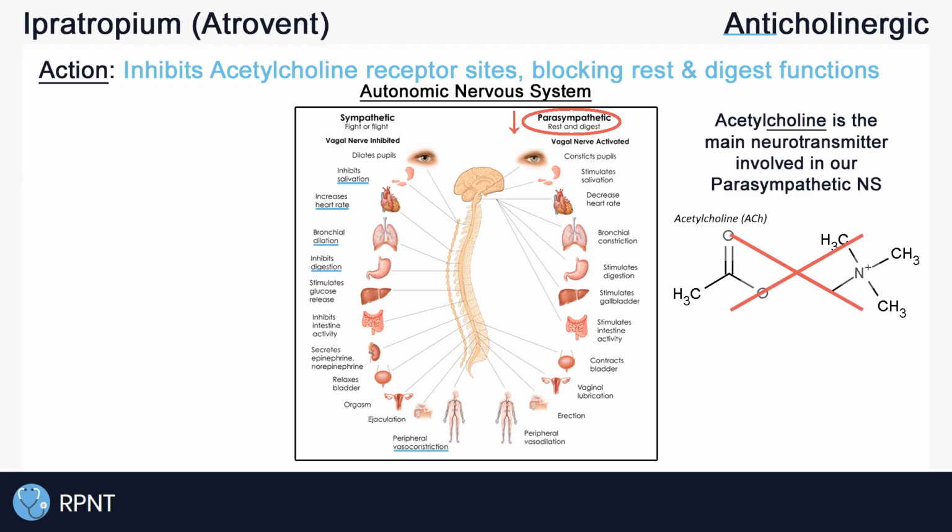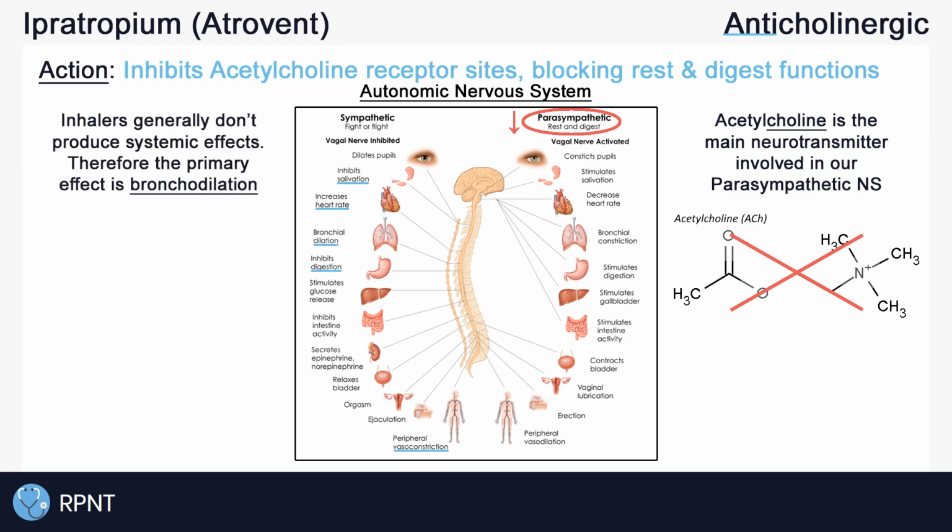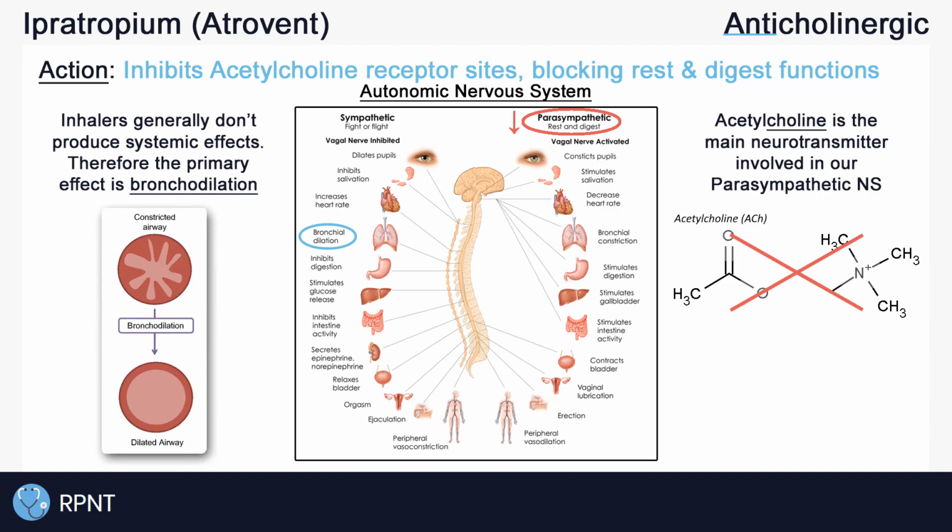Now, ipratropium is often administered as an inhaler or nebulizer, rather than say a pill or injection. And inhalers generally don't produce systemic effects, which are effects that you'd see throughout multiple systems of the body. This is because inhalers act locally in the bronchi. So the primary effect of ipratropium is bronchodilation, which is the widening of the bronchi resulting in a more open airway and making it easier for clients to breathe.